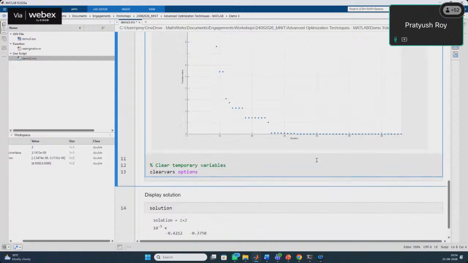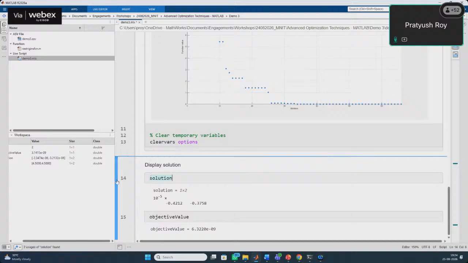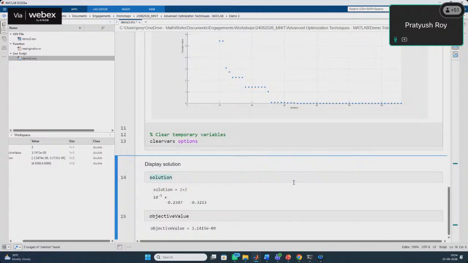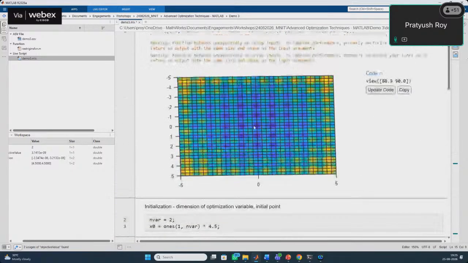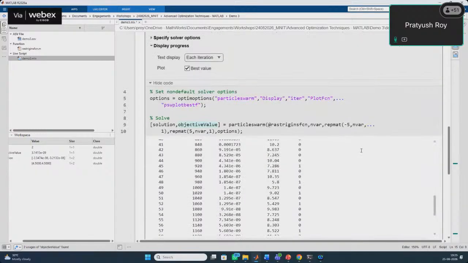Okay. So what is the solution here that we got from this particular approach? The answer that we got is minus 0.2347 into 10 to the power minus 5 for x1, and the x2 value is minus 0.3213 into 10 to the power minus 5. Okay. So these are the values of x1 and x2, which is in sync with what we expected, right? We expected the values to be very close to 0, 0, and that was the case. Okay. And it did not take a lot of effort for us to achieve this.